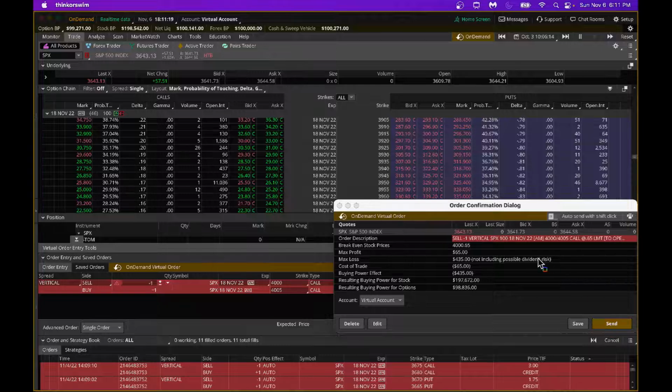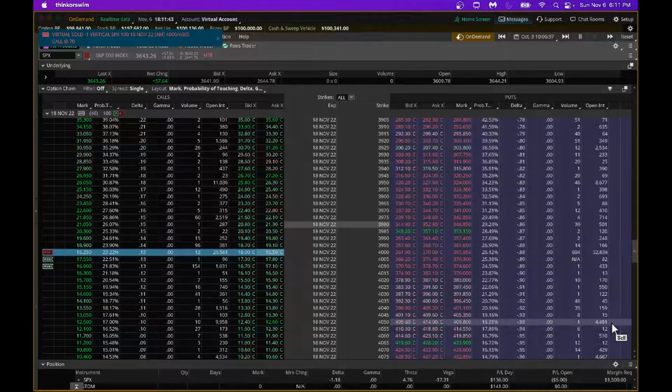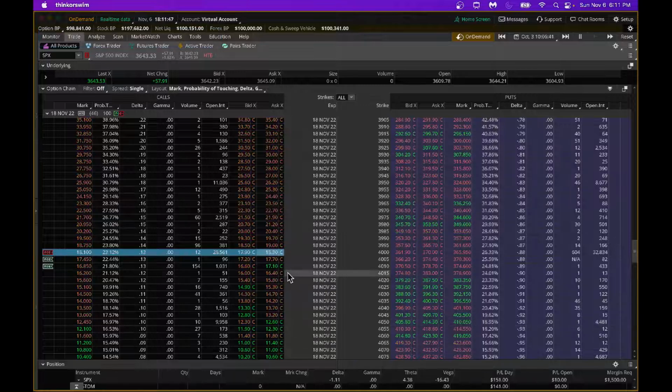Right now, look, you're basically selling a vertical spread in SPX, 4,000, 4,005, and your break even is as long as SPX stays below 4,000, you get to keep that money, and your max profit is $65, max loss is $435. That's good enough for me. I will basically confirm and send this. There we go. We got here two spreads going on. As long as SPX stays below 4,000, we keep our money.